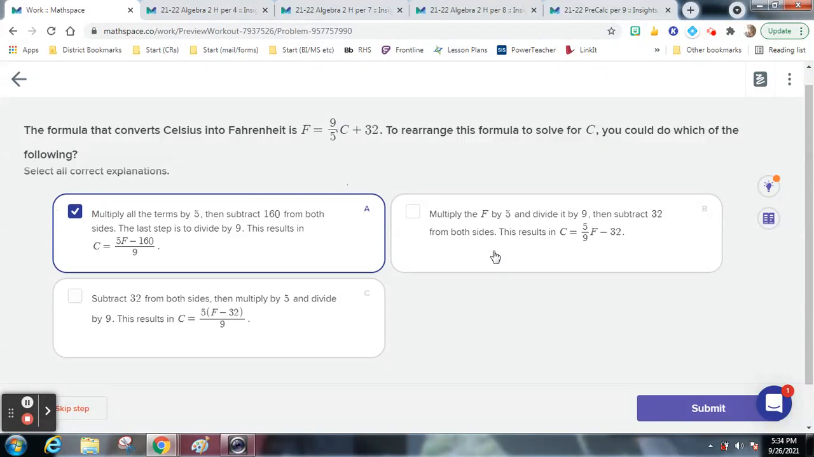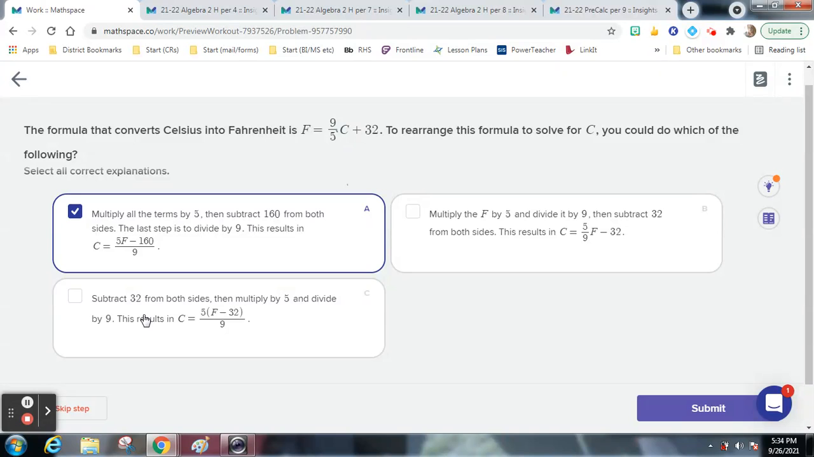Second, it says multiply the F by 5, divide it by 9, then subtract 32. Well, that doesn't work because if I multiply by 5, just like I showed before, I have to multiply everything by 5. I can't just choose to multiply the F and leave that 32 around. So B is definitely not an option.